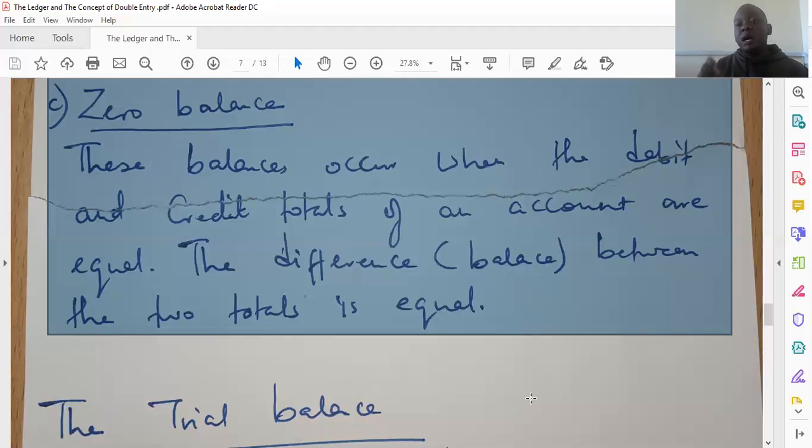So zero balances occur when the debit totals of an account are equal to the credit totals of the account. Therefore, the difference between the two totals is zero, because the two totals are equal.